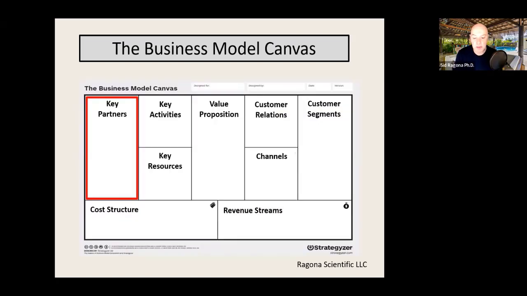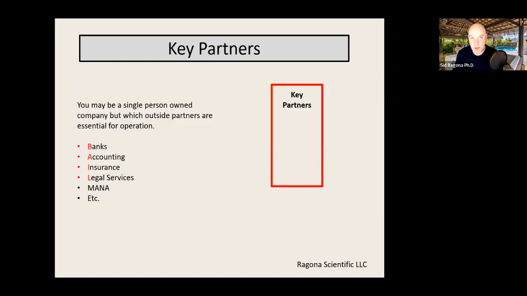So let's talk about key partners. Key partners are who else helps us to be successful. If you're a single person rep company, then at a minimum, you probably have a BAIL team. B is for banking, A is for accounting, I is for insurance, and L is for legal. So I've put them here. I think everybody probably has the BAIL team as a starter.